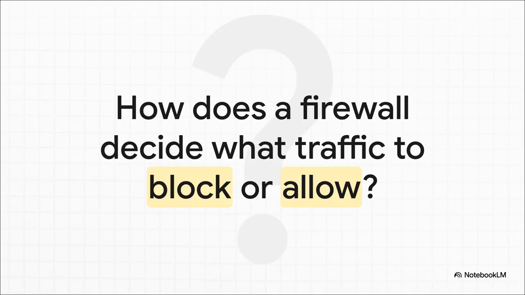So what's the secret sauce? How does a firewall make those split-second decisions? How does it know that you going to a trusted website is fine, but some random, sketchy connection from the internet needs to be shut down immediately? Well, it all comes down to the policy list.